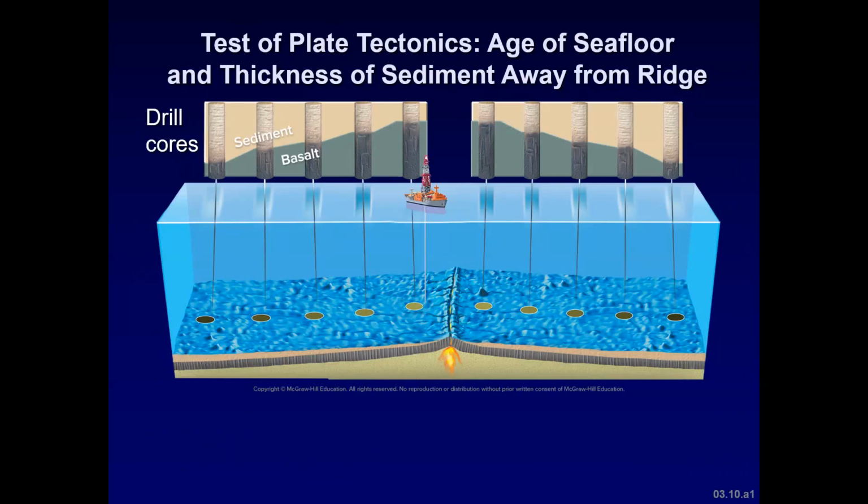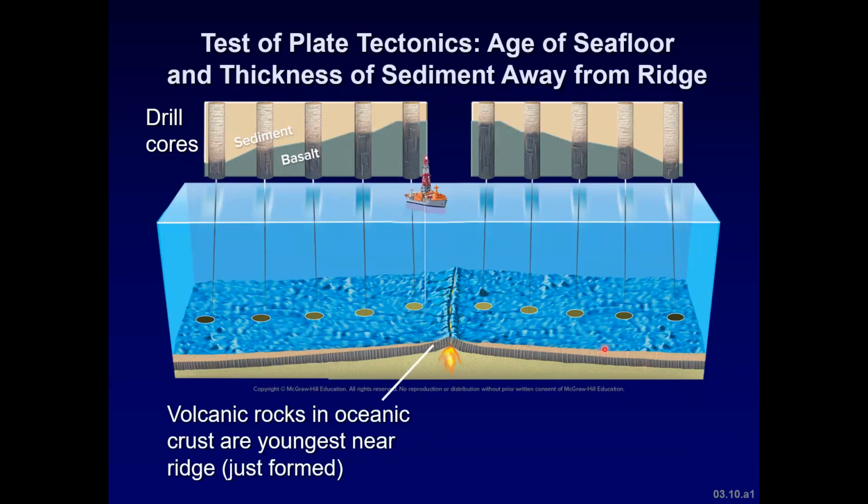Another way to test the theory of plate tectonics is to look at the age of the seafloor and the thickness of sediments that are found away from a mid-ocean ridge. So these are drill cores that this research vessel took out of the ocean floor. And what we have are basalt at the base of the drill core, and then sediments that came in later on top and were deposited.